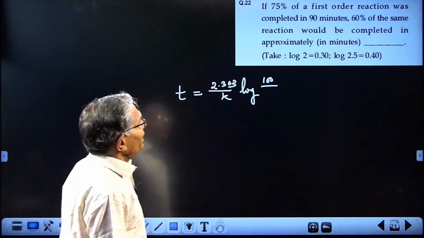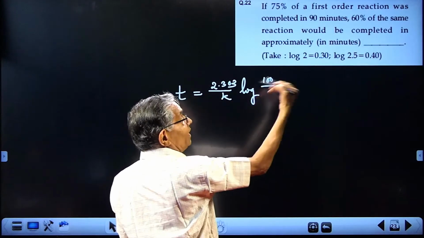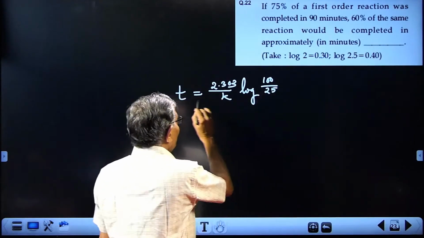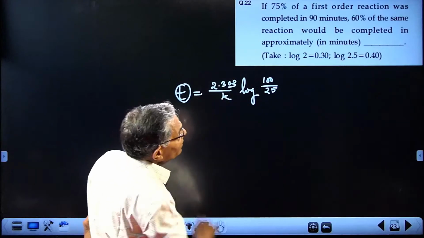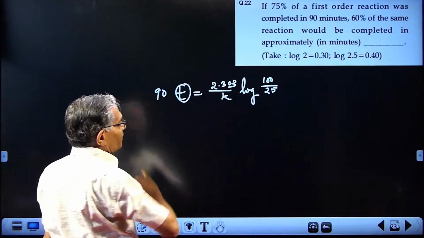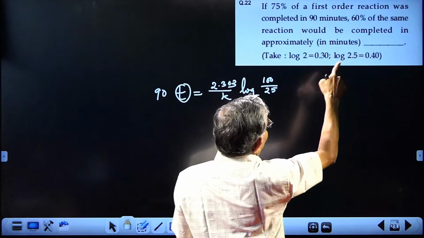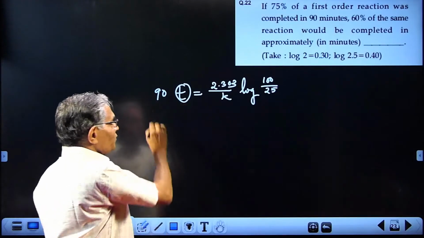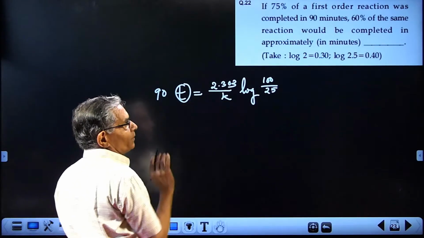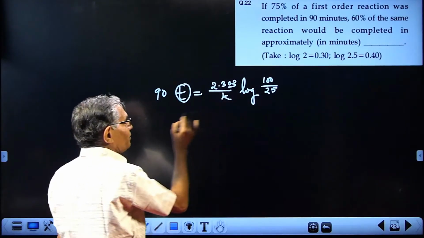Suppose the first part is the time required for completing 75%. The remaining will be only 25, so this will be 25. And in the first case, the time is 90 minutes. 75% of the reaction is completed in 90 minutes, so time is 90 and the remaining is 25. The first equation is obtained.